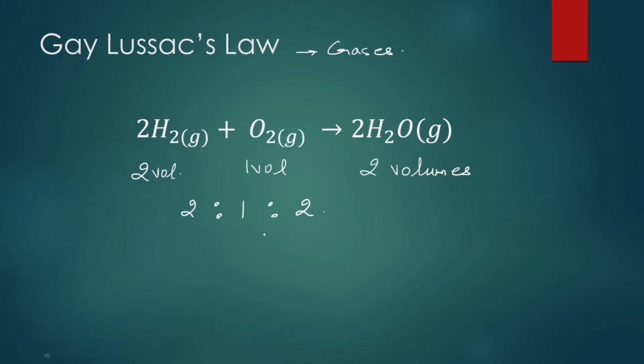Also, experimentally it has been found that if we take 1 volume of hydrogen and react it with 1 volume of chlorine, we get 2 volumes of HCl. So what is the ratio, guys? The ratio for the formation of HCl is 1:1:2. So these are all simple whole number ratios.